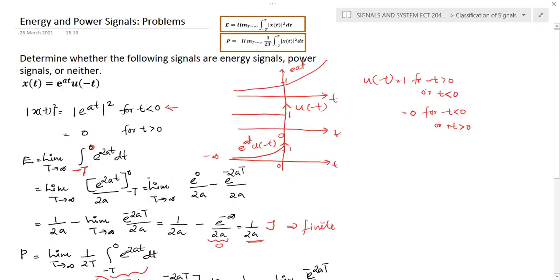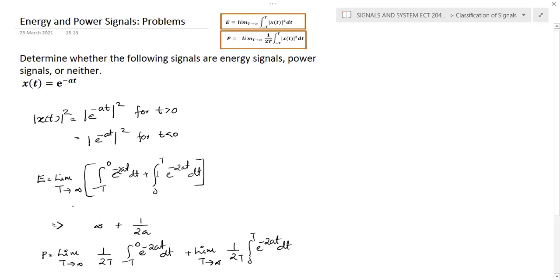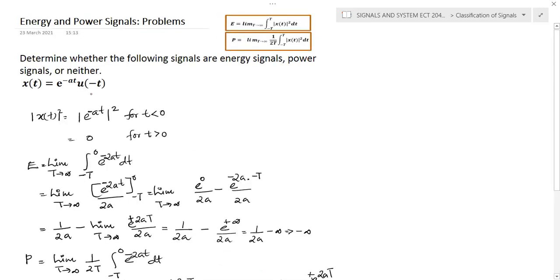And we can see the last question in this particular format, which is e raised to minus at into u of minus t. So now we can visualize this particular waveform. This is t and this is e raised to minus at. E raised to minus at means it's an exponentially decaying signal as we discussed in the first question. This is t equal to 0, here t tending to infinity, and here t tending to minus infinity. Here at t equal to 0, the function amplitude is 1. Now we are multiplying the given signal with u of minus t.